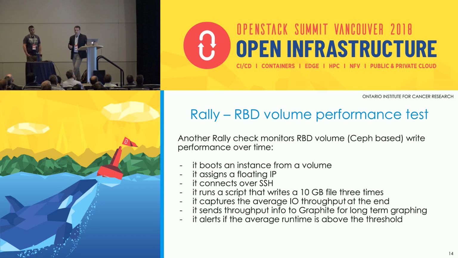Similarly, we use Rally to test RBD volume performance. So we start an instance from a volume this time, and floating IP assignment happens, SSHs, and then we run a DD test of the 10 gig file 3 times in a row. We calculate the average time, and then we send this average time to Graphite, so we can see on an hourly basis and aggregate in an average how long it takes to write a 10 gig file against a Cinder volume backed by Ceph.